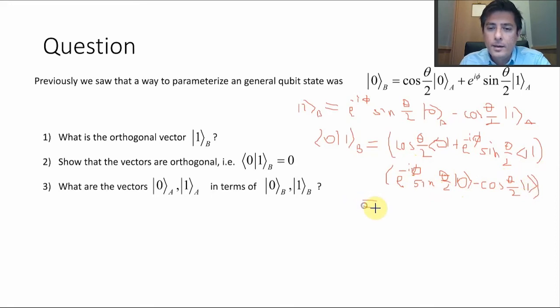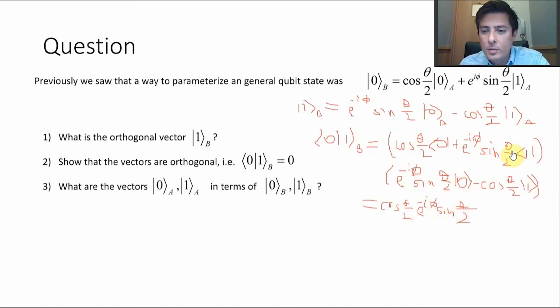Okay. Now I need to take the inner product of these two. So this pair, this 0, 0 will give something non-zero. So this term is going to give cosine of theta over 2 times this stuff here, so e to the minus i phi of sine theta over 2.